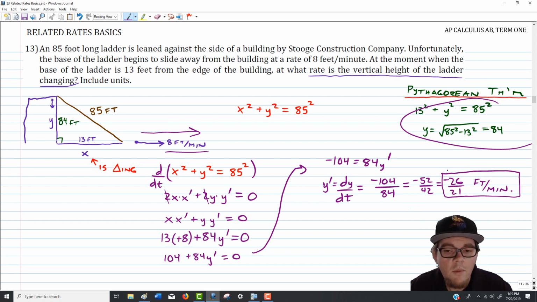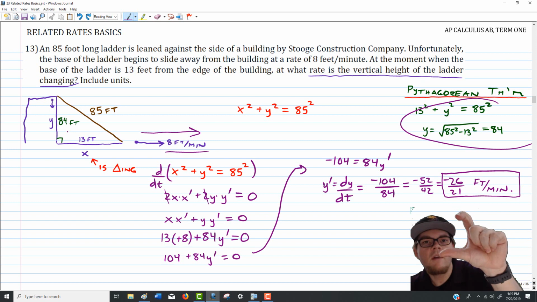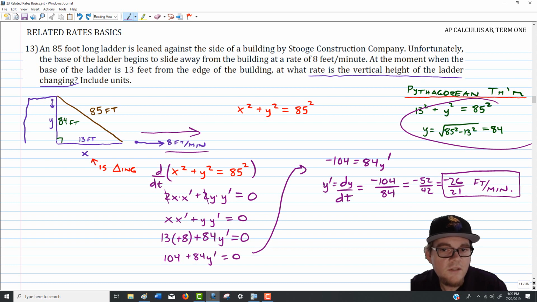Seems pretty accurate. But more than anything else, I want to point out the importance of that negative sign. As our ladder slides down the wall, its y value is getting smaller and smaller. It starts high, and the ladder starts slipping, gravity starts pulling it downward, and it starts getting smaller and smaller. That means that our answer should in fact be negative to this question because the vertical height is decreasing. So we want the y prime to be less than 0 so that it actually meets that requirement of decreasing. Since we got negative 26 over 21, we got our negative value, and it looks like everything is matched up really nicely.